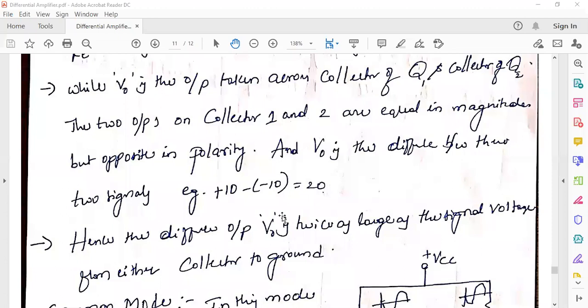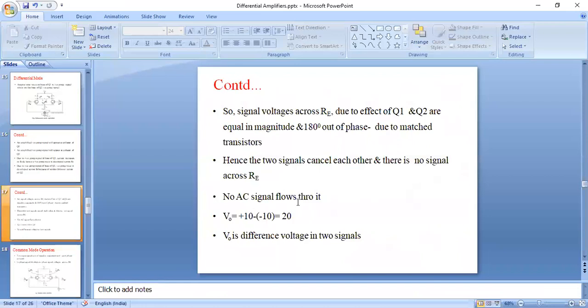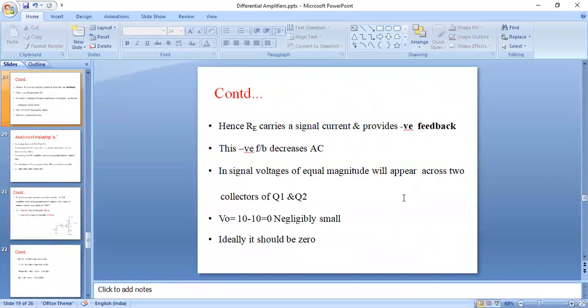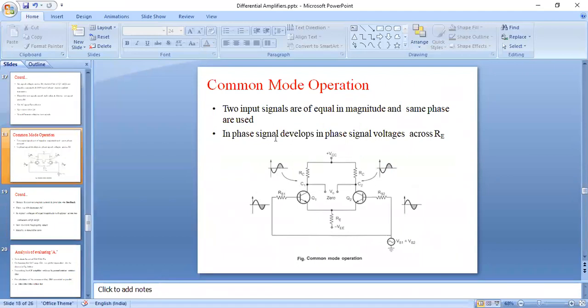Coming to common mode configuration. So this is explained here already in PPT. I will share this PPT in Edmodo after completion of this unit. Okay, so coming to common mode operations, where two signals are equal in magnitude and in phase. That means plus 10 and plus 10. So here VS1 equal to VS2, plus 10 volts and plus 10 volts.